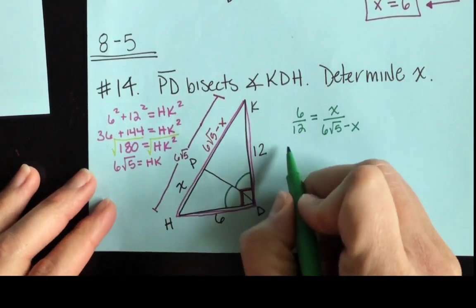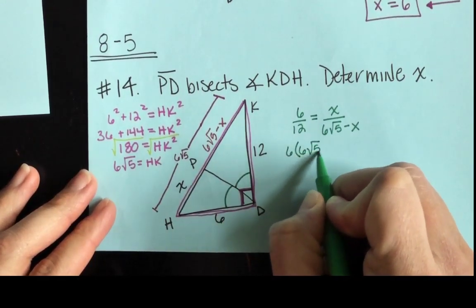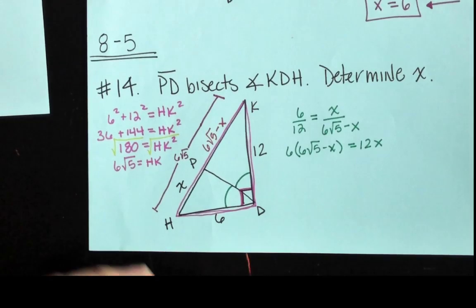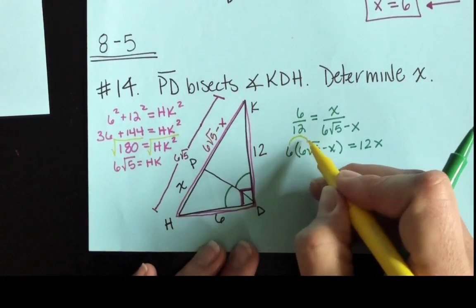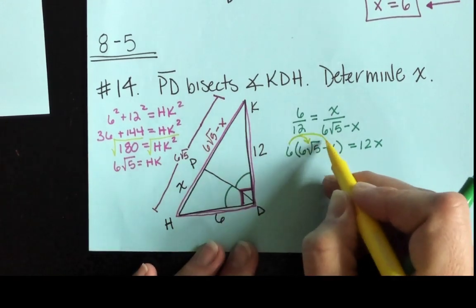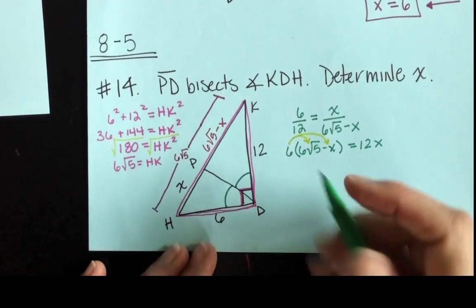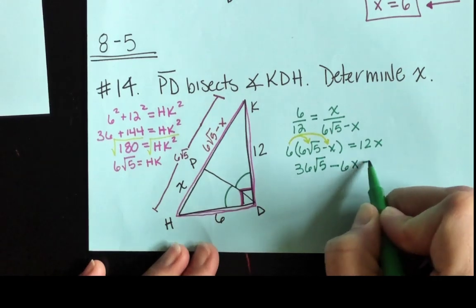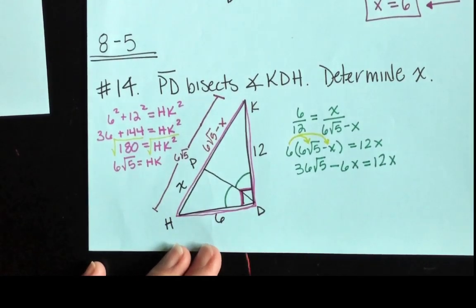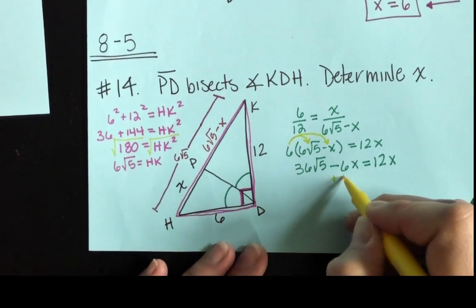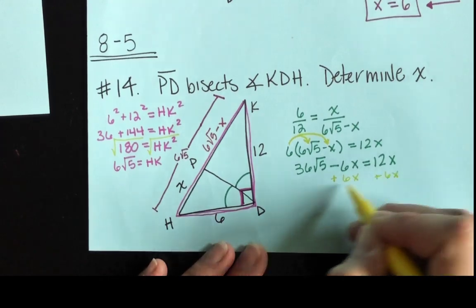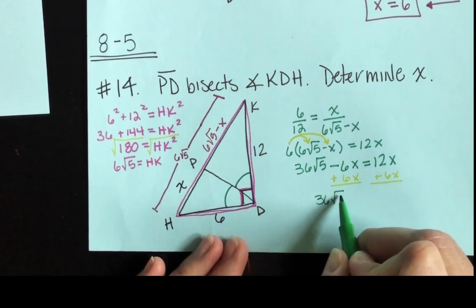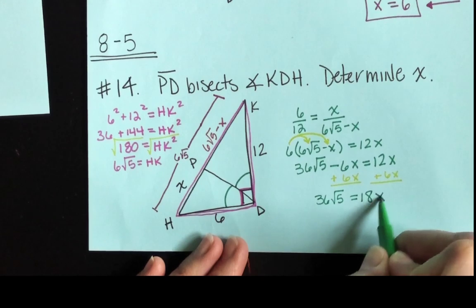Cross multiply. We're going to take 6 times our 6 radical 5 minus x, and we're going to cross multiply and have 12x. When you distribute, don't forget, you only multiply the number in front of the radical. So 6 times 6, we end up with 36 radical 5 minus 6x equals 12x. We're going to go ahead and add 6x to both sides so that we can get all of our x's to the same side. And we end up with 36 radical 5 equals 18x.